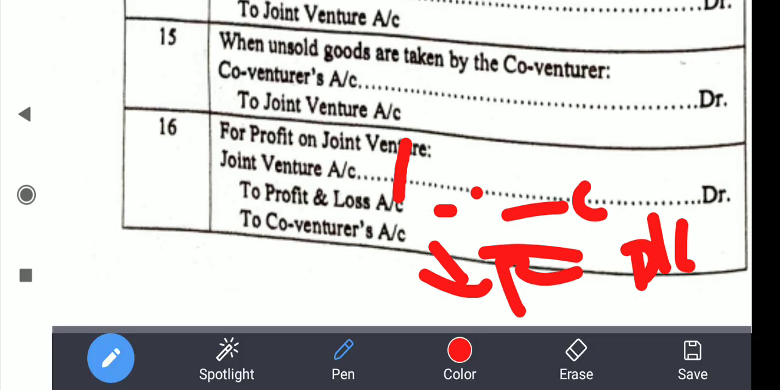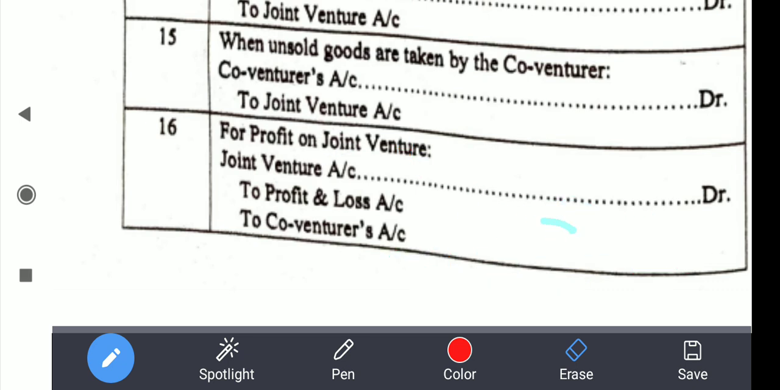Then for any loss, the reversal journal entry applies, but for closing stock, stock on joint venture account debit to joint venture account. And if any co-venture's account shows a credit balance, co-venture's account debit to cash or bank account. Or when the co-venture's account shows a debit balance, cash or bank account debit to co-venture's account. So these are the important journal entries.